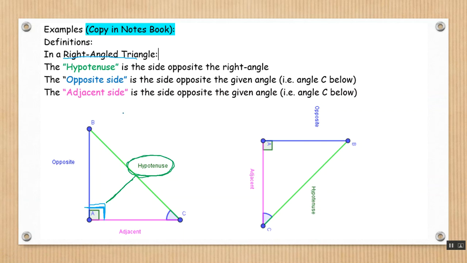So once we've found the hypotenuse, we can find the opposite side. And this time around, we're talking about the side opposite the given angle. So you can see here that we're actually talking about angle C for this triangle. So the trigonometric ratios apply to this angle. The hypotenuse is opposite the right angle, so that doesn't matter if the angle's here or up here for the hypotenuse. But for angle C, we're looking at the side opposite, which is the blue one.